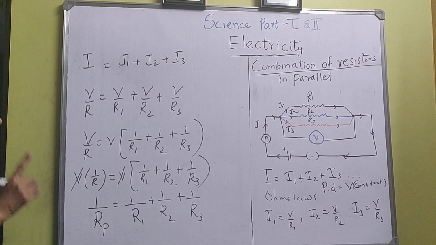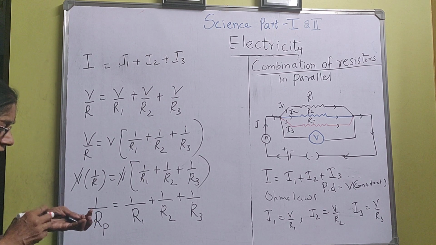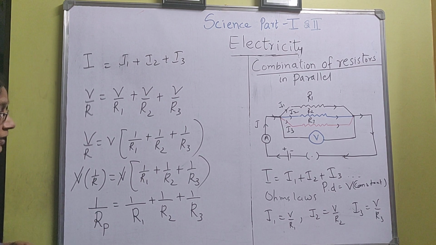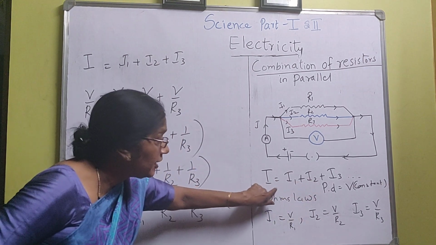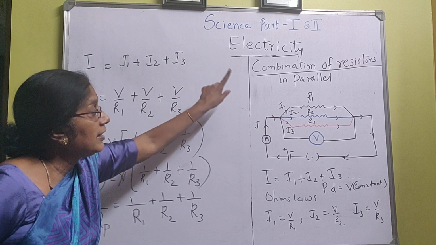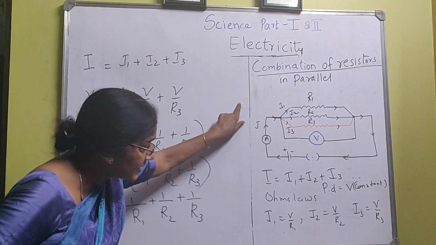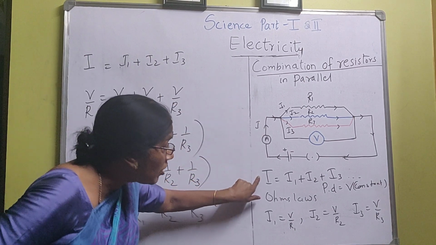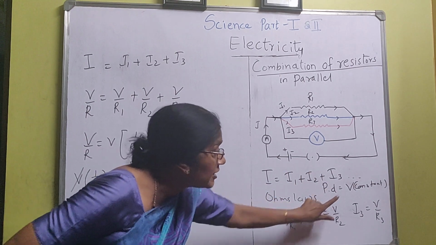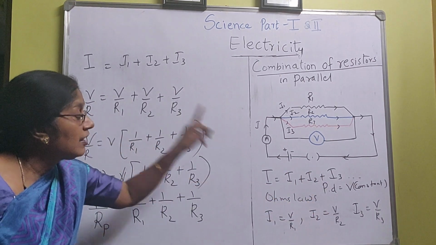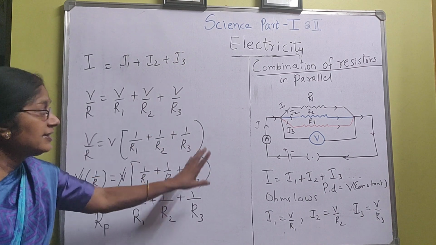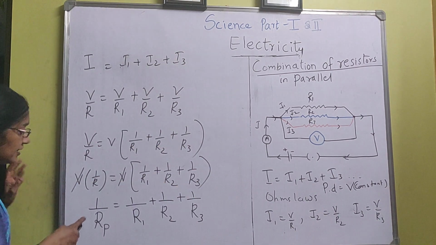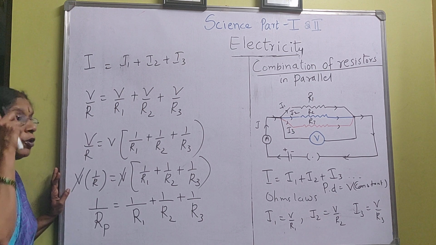So here keep in mind, whenever the resistors are connected in parallel, the potential difference is constant, the current will be changing. When the resistors are connected in series, the current will be constant and the potential difference will be changing. These two differences are there in combination of resistors in series and in parallel.